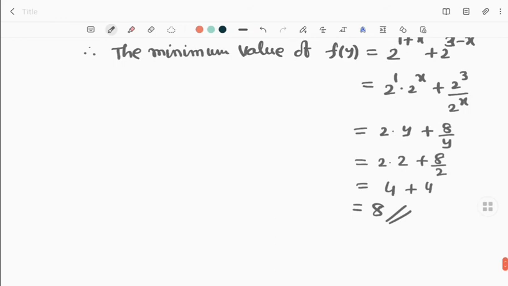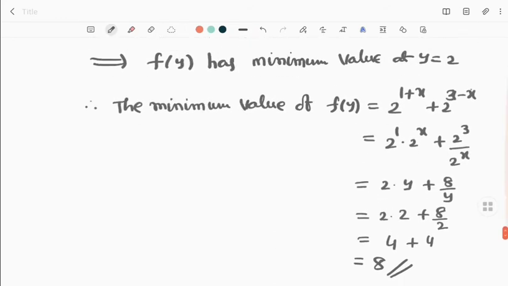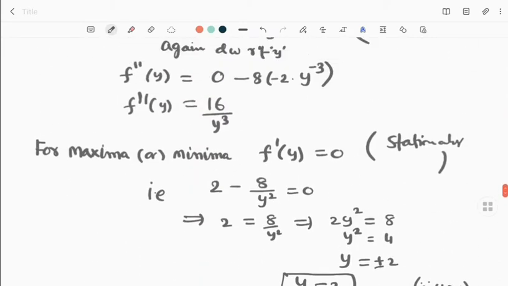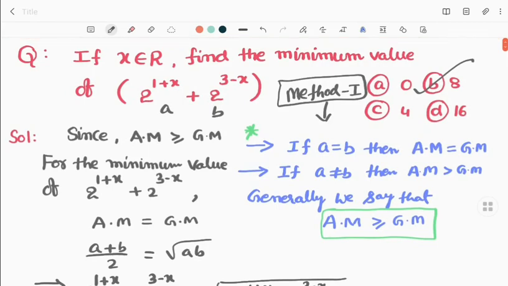I hope everyone understands this concept. This is by using differentiation method 2. I hope everyone understands.